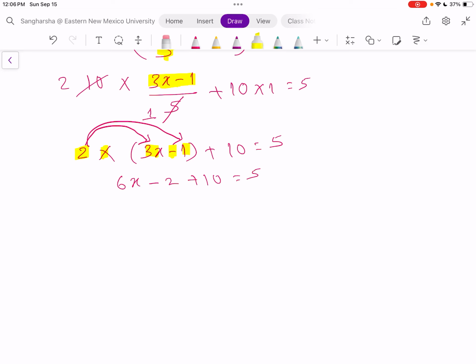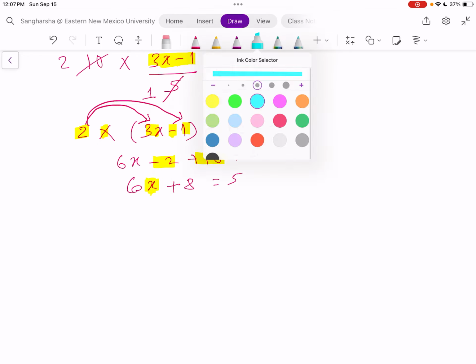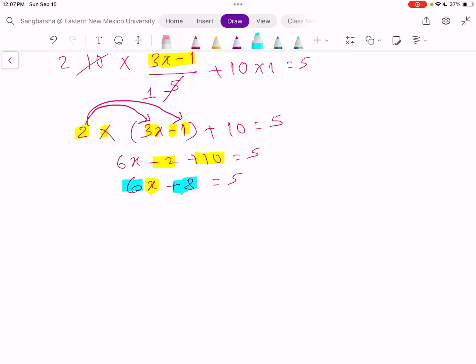Now we look for the like terms. Negative 2 and positive 10 are the constants. We can simplify. We are left with 6x, negative 2 plus 10, that is positive 8, equals 5. Now we are solving this equation. Solving means we want our variable by itself. This variable has 6 with it and positive 8, so we need to get rid of this. In order to get rid of 8, we subtract 8 on both sides. We have 6x equals 5 minus 8, that is negative 3.